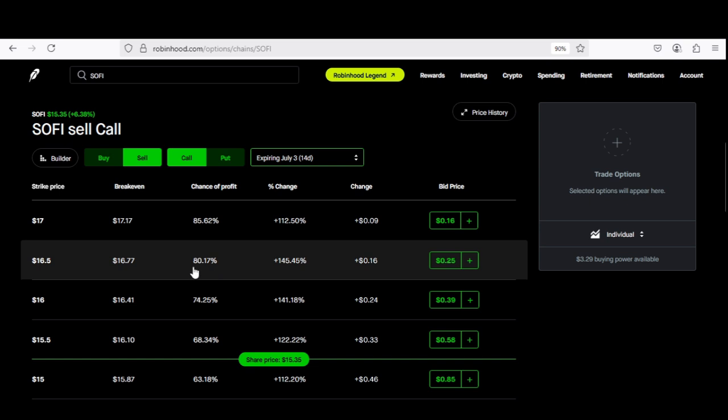The reason why you need to go with a higher chance of profitability with this option strategy is simply because the stock market usually goes up way more than it goes down. So you need to choose a high chance of profitability. The other reason for high chance of profitability, I'm going to get into once I show you how the trade could go. So a 16.5 strike price, an 80% chance of profitability.